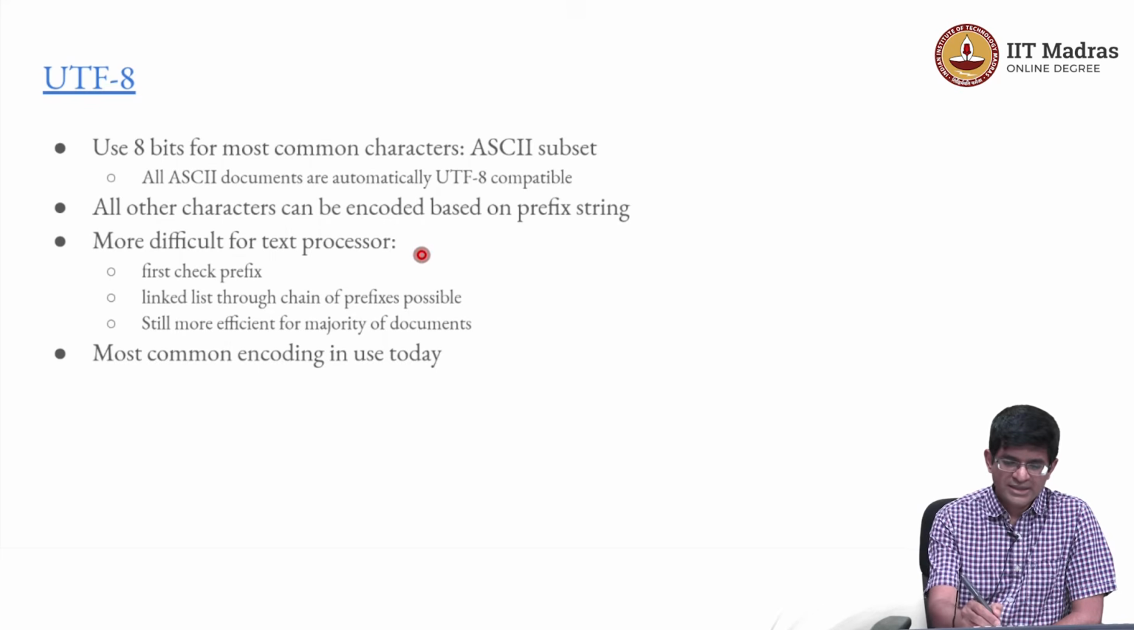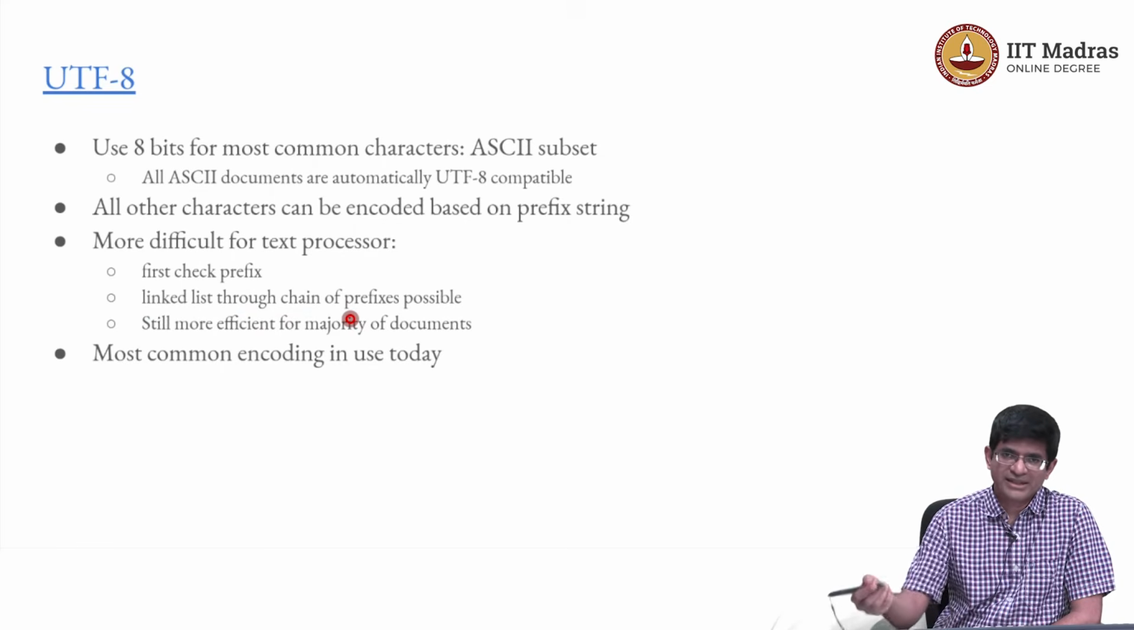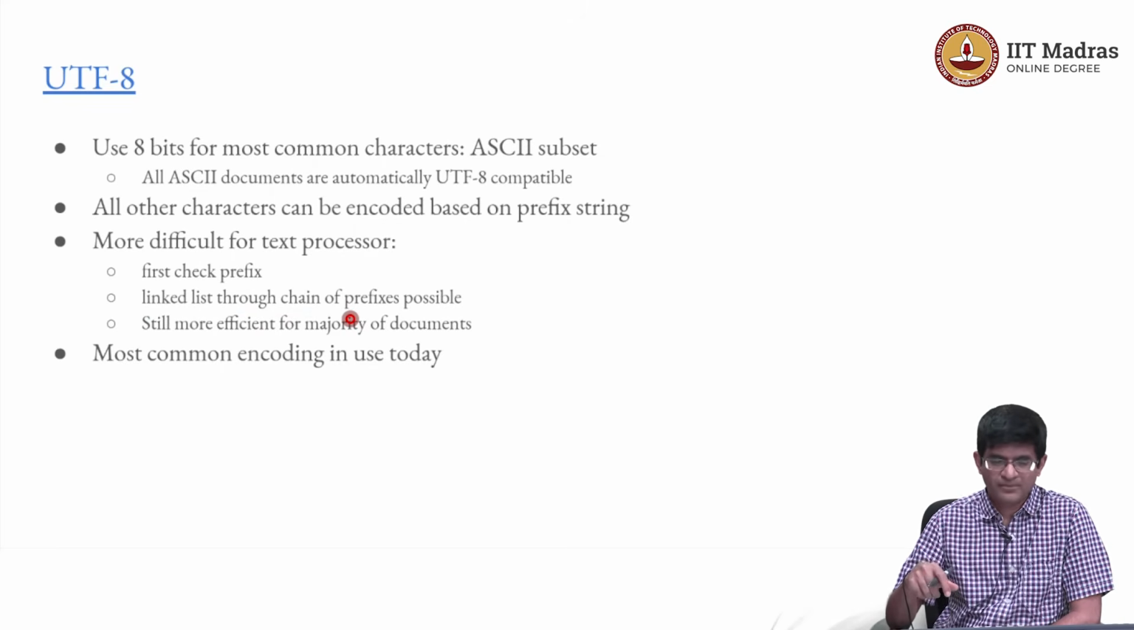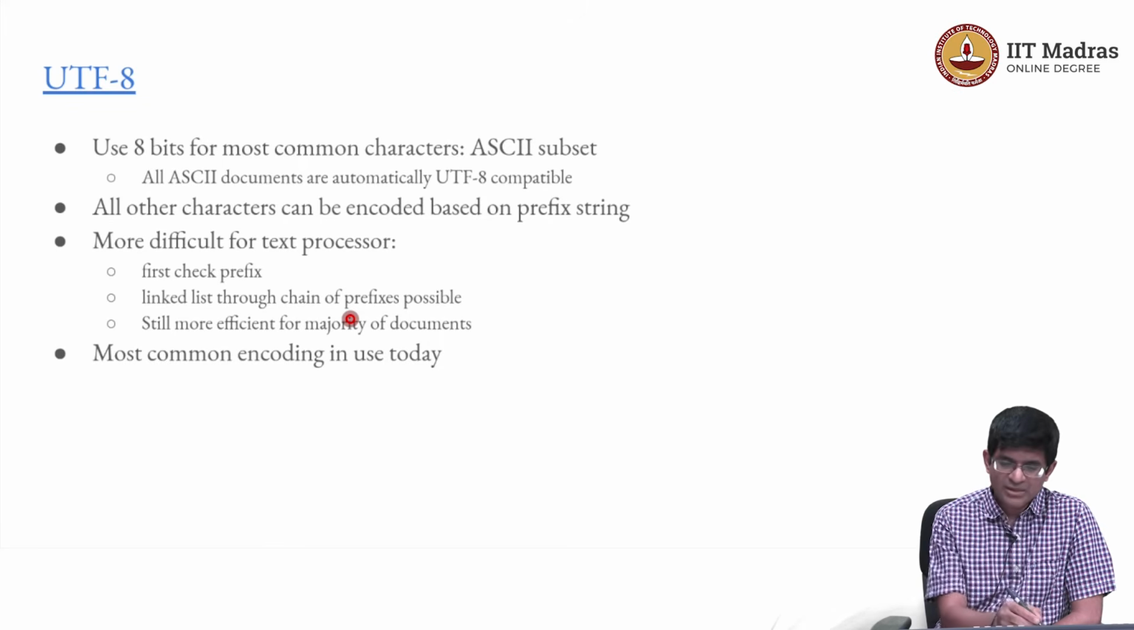Now obviously, like I said, this means that it is more difficult for text processors. It has to check a prefix, then it is essentially doing a linked list traversal to find out where is the end of this particular word and what does it mean. It's the most common encoding in use today.